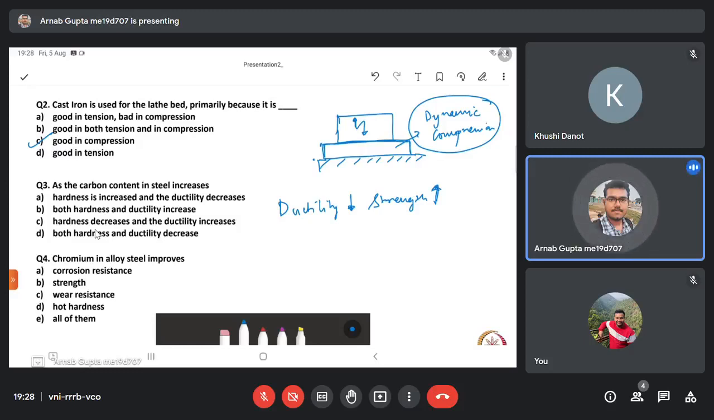So, what is ductility? I hope you have come across this term by now, in your first year itself. So, what is ductility? What is the definition?